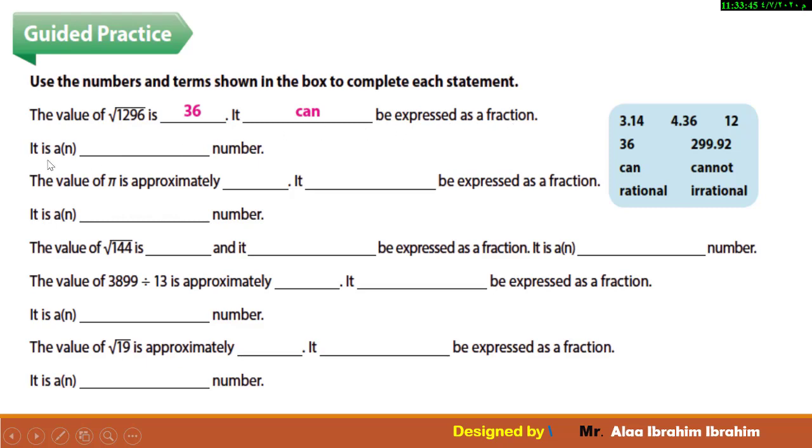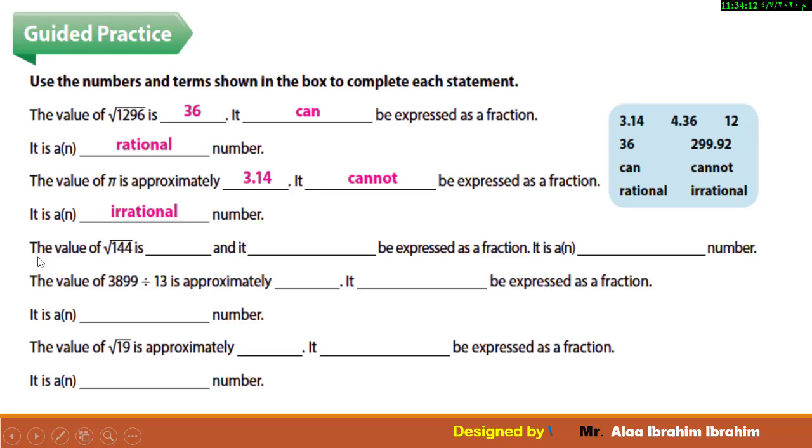Yes, it is a rational number because it has a square root. I told you if you have a square root of something like this, the answer will be a rational number. So this number is a rational number. The value of pi approximated is 3.14. Is it rational? No, it can't be expressed as a fraction, so it is irrational, because pi is an infinite decimal. If you remember, 3.1415, and many more digits.